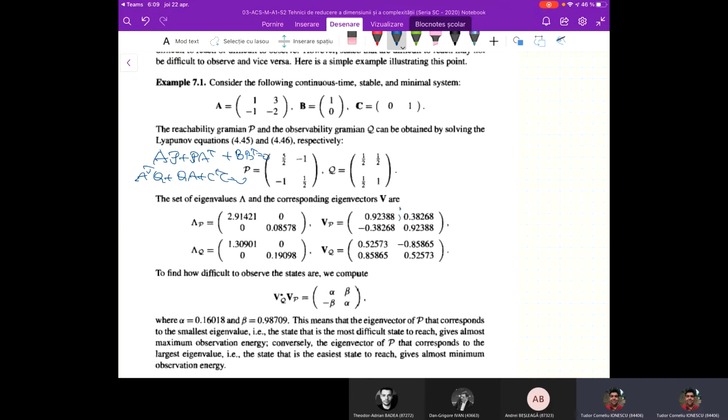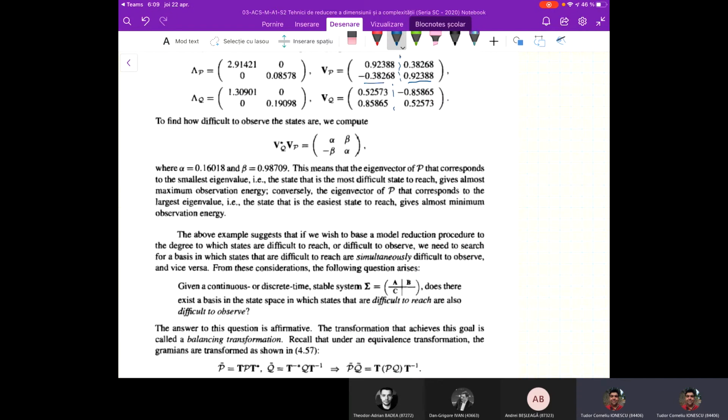So this is the eigenvector of the first eigenvalue, and this is the eigenvector of the second eigenvalue. You know that for diagonalization, usually the change of coordinates that brings the matrix into a diagonal form is given by the eigenvectors of the matrix. It's very interesting here. So to find how difficult it is to observe the states and to reach the states, you can compute this specific product.